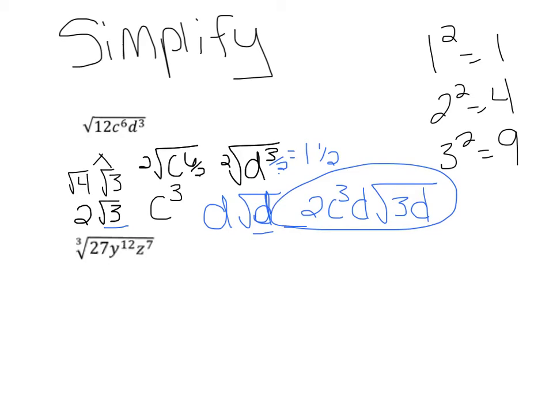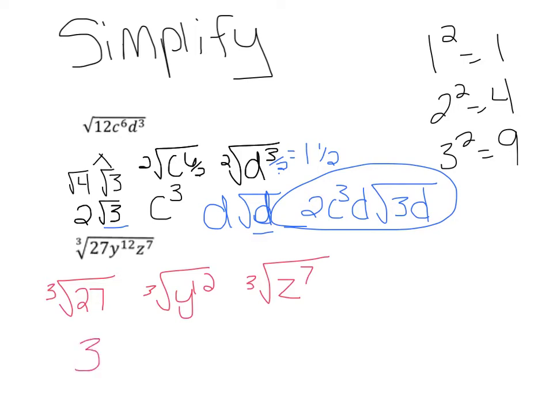Let's look at the next problem. The cube root of 27 y to the 12th z to the 7th. So again, let's break this up. We want to find the cube root of 27, the cube root of y to the 12th, and then the cube root of z to the 7th. So if we do this, the cube root of 27 is actually a perfect number. So that is 3 if you take the cube root of 27.